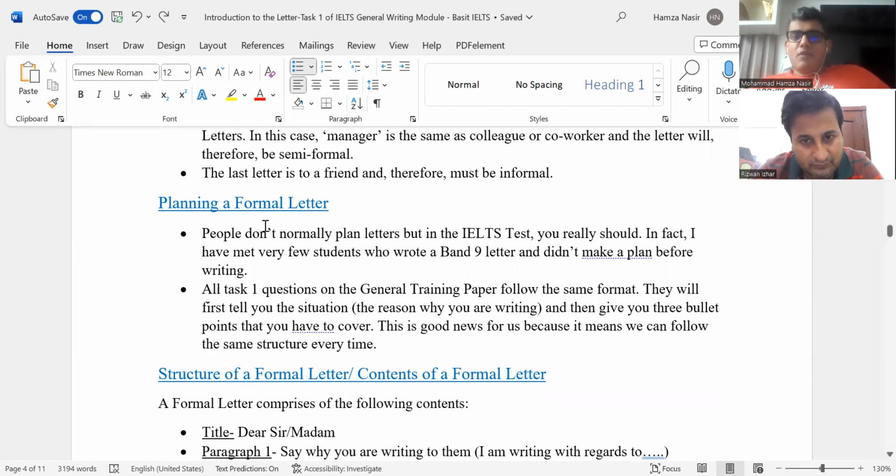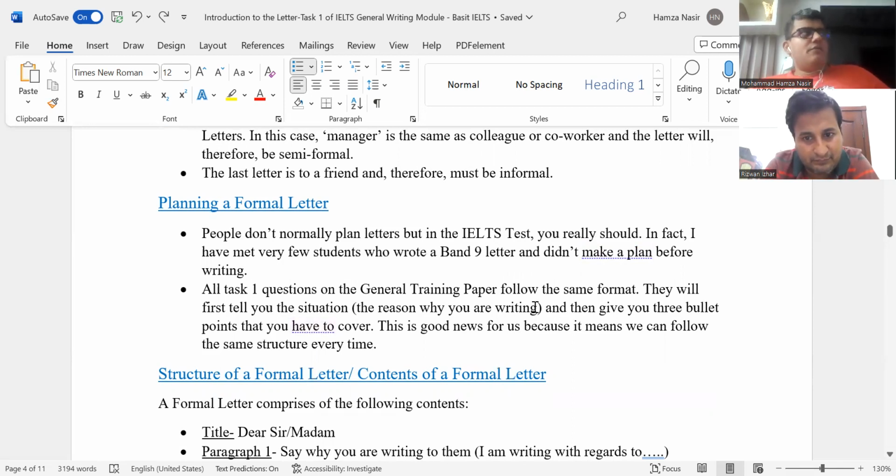Now let's see how we have to plan a formal letter. People don't normally plan letters, but in the IELTS test you really should. In fact, I met very few students who wrote a band 9 letter and didn't make a plan about writing. So all task 1 questions on the general training paper follow the same format. They'll first tell you the situation, the reason why you're writing.